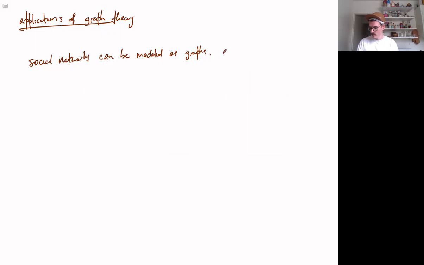So, for example, you may have seen things like suggested friends on Facebook, or you're getting suggestions of things to follow on all sorts of other social networks. And things like this is essentially a graph theory problem.